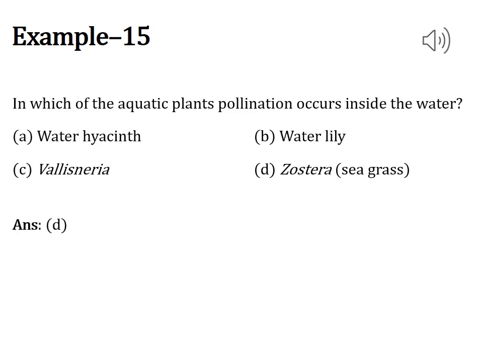In which of the aquatic plants does pollination occur inside the water? Options are like this: A, water hyacinth, B, water lily, C, Vallisneria, D, Zostera. In regards to Vallisneria, we already discussed that one. In Vallisneria, the pollen grains float on the surface of water. They are not inside the water. Sea grasses are the best example for this answer, that is Zostera. So answer D is the right one.